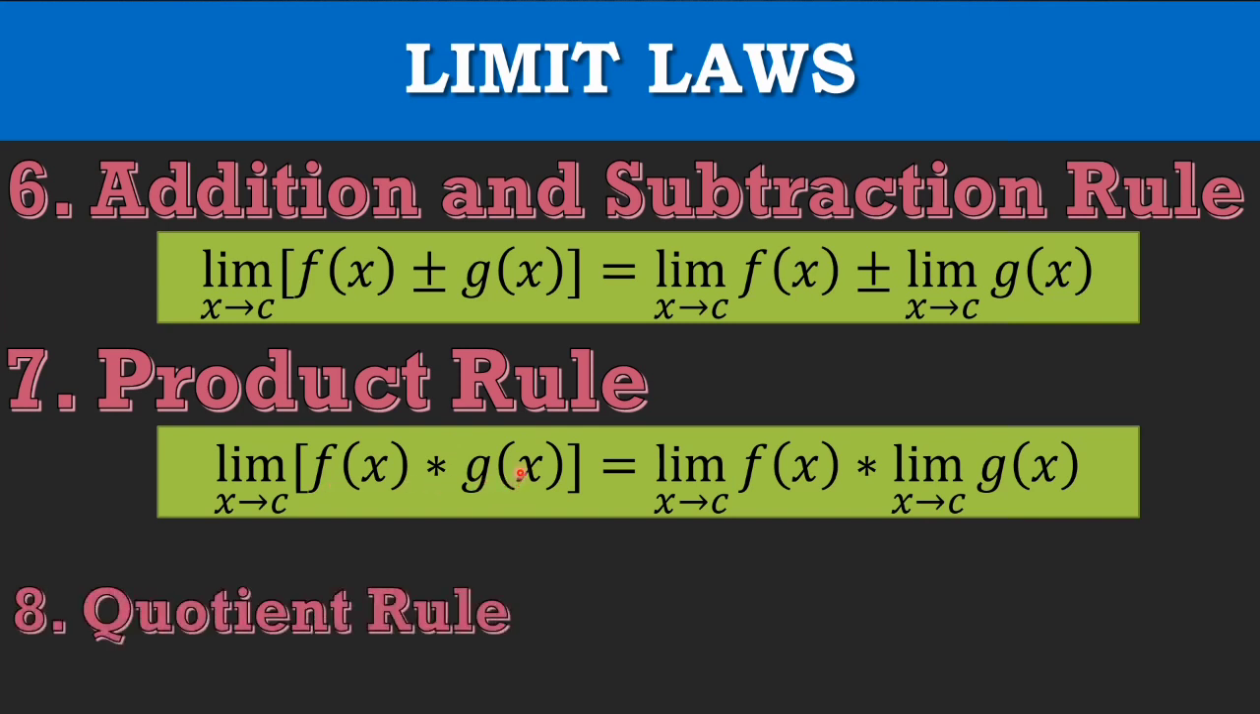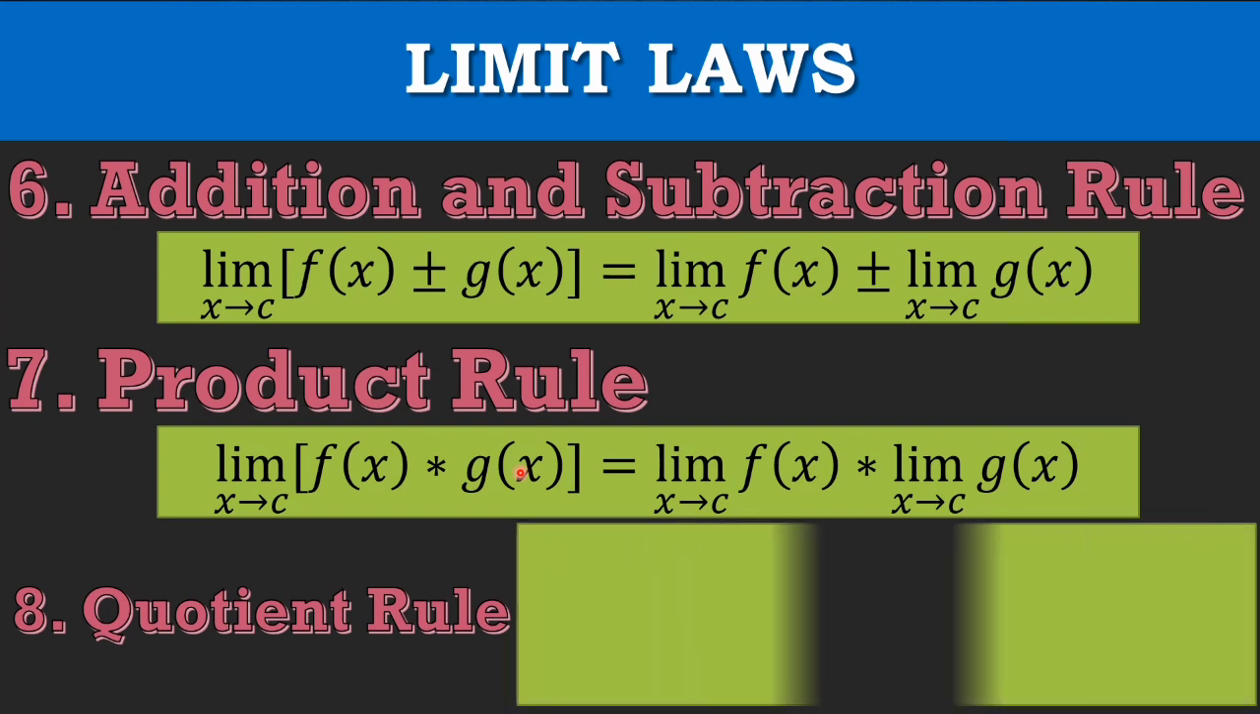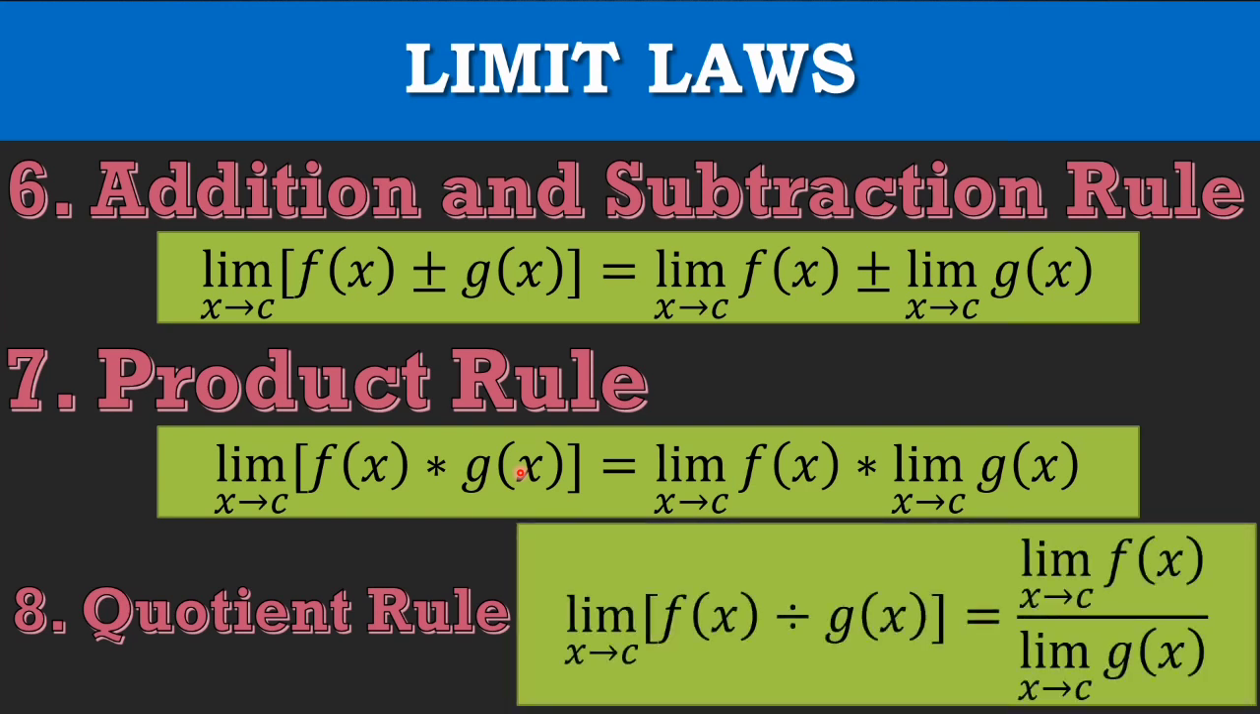And last, we have the quotient rule. Limit of f of x divided by g of x as x approaches c is equal to the limit of f of x as x approaches c over, or divided by, the limit of g of x as x approaches c.